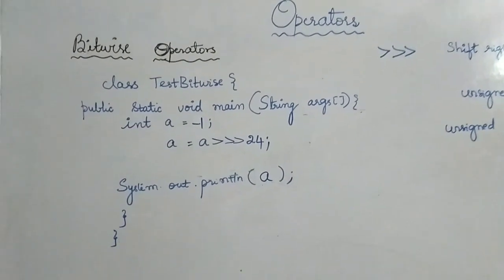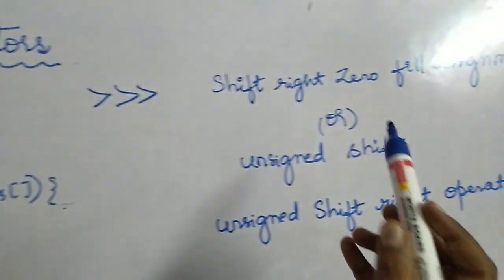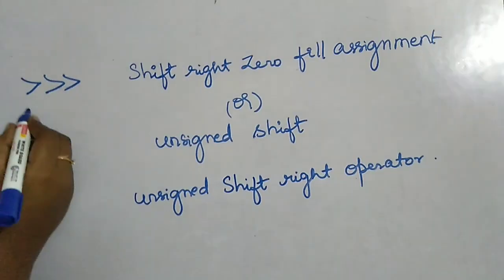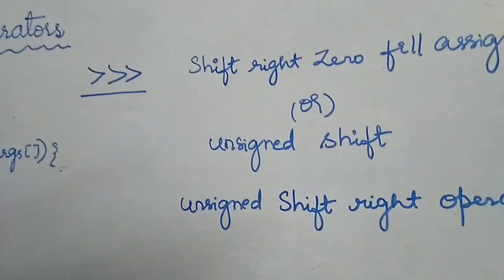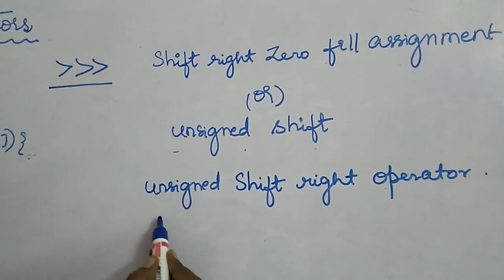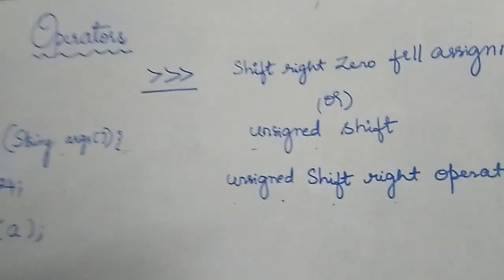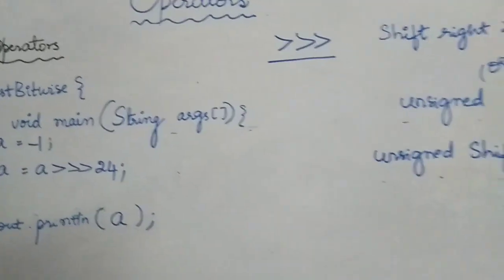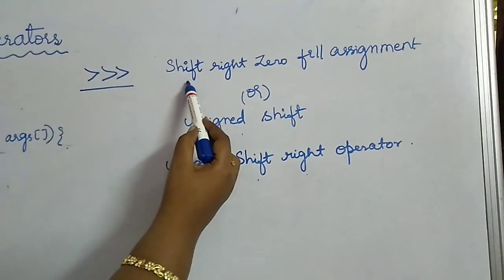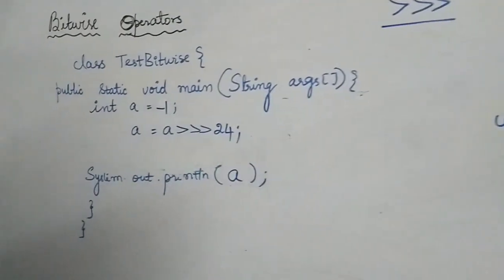Okay friends, so we'll see the shift right zero fill assignment, which is represented as 3 greater than symbols. This is also called the unsigned shift operator or unsigned shift right operator. We'll just take a look at it. As it is self-explanatory, it is saying shift right but fill it with the zeros.